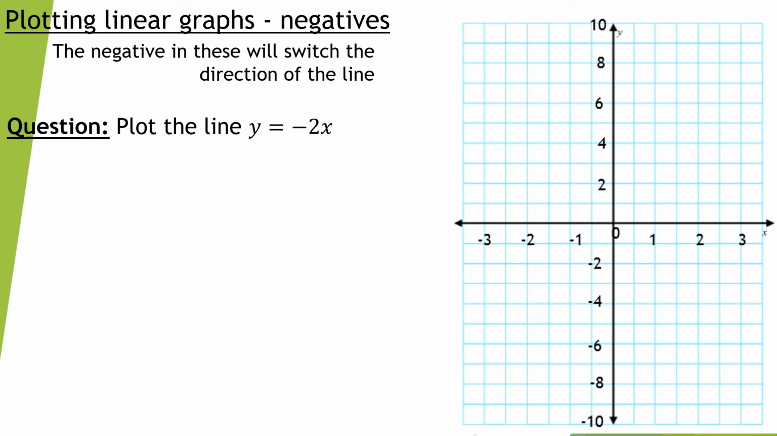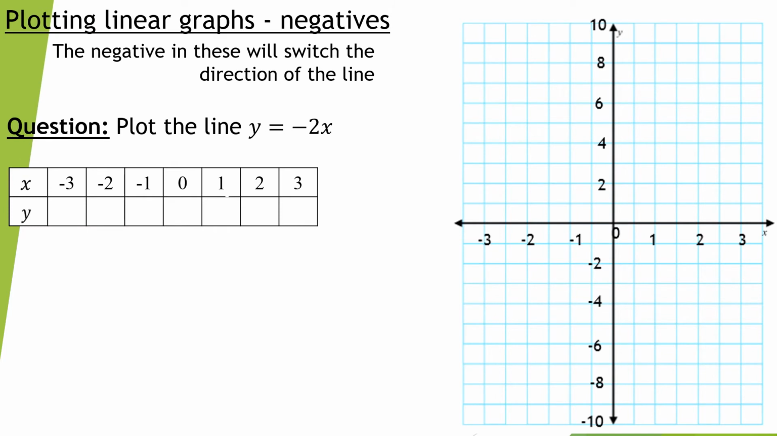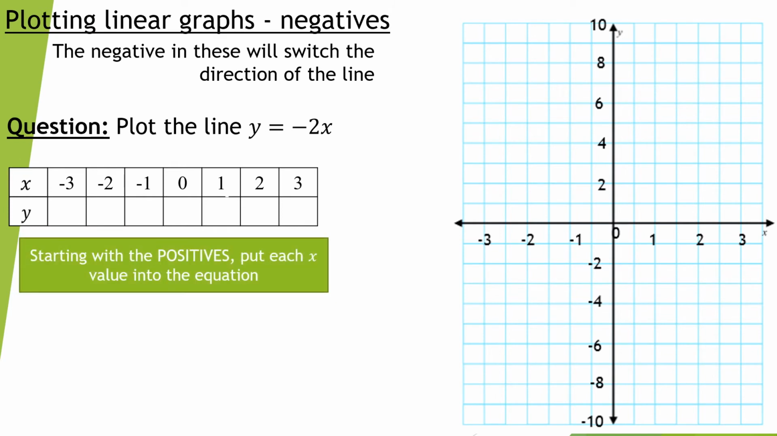We're now moving on to plotting linear graphs that are negative. Now the negative means that the graph is going to switch direction, which means your line is going to be going the other way to what we've previously drawn. So the method hasn't changed here. We are still going to be using a table of values and substituting them in. And we're still going to start at the positives.